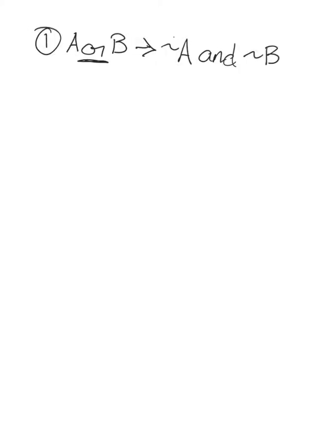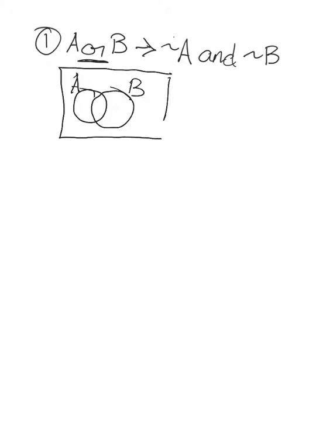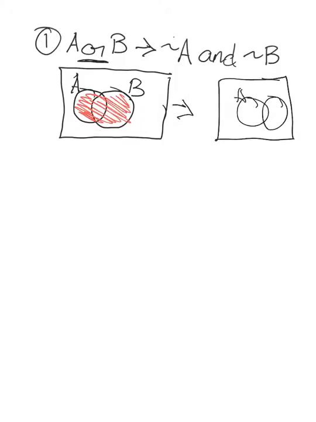One way to see this is to look at a Venn diagram where this is A and that is B, and it's all inside of the universal set. Then A or B will consist of all of this right there. But if you want to see the negation of it, not A and not B would consist of all of that.